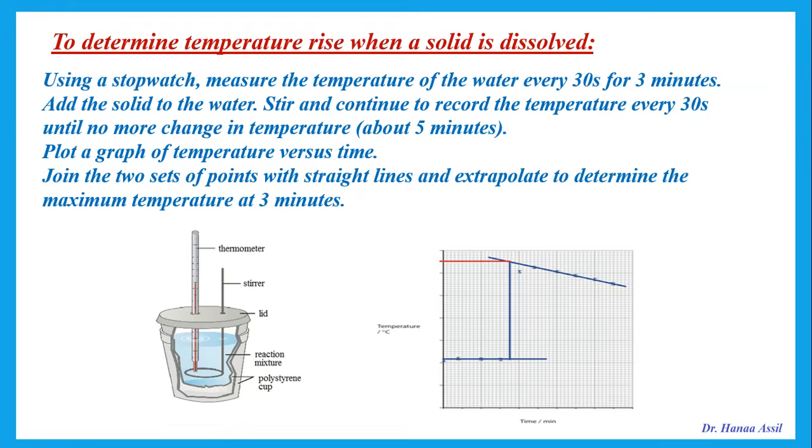I extrapolate them and I draw a horizontal line at 3 minutes. 3 minutes, that's when we added the solid. So that horizontal line is at 3 minutes, and the highest temperature recorded minus the initial would be my temperature rise for this reaction.